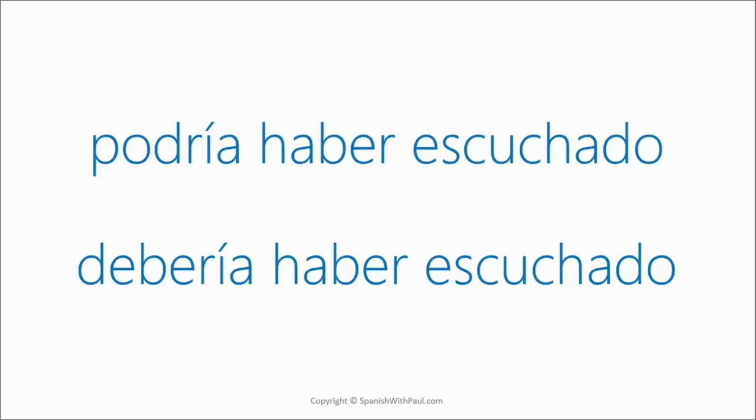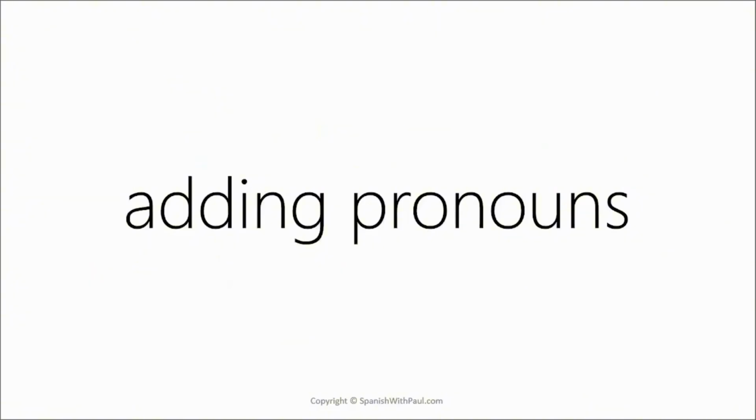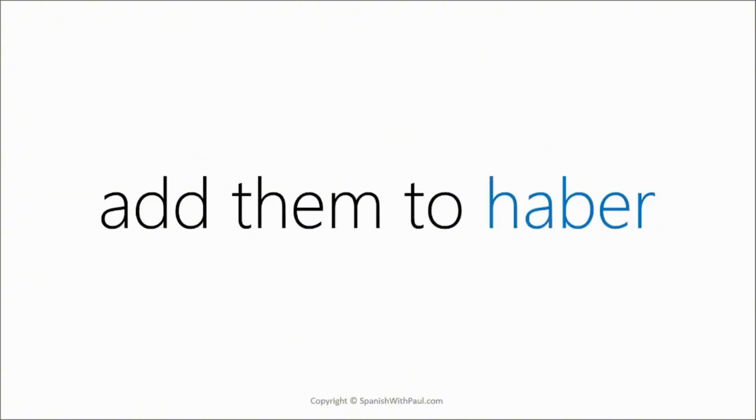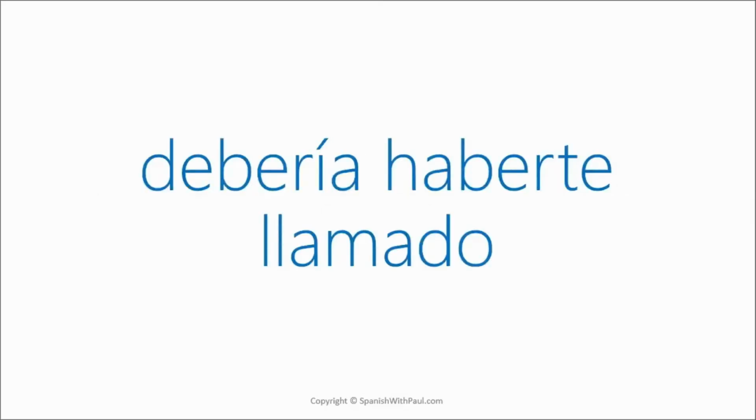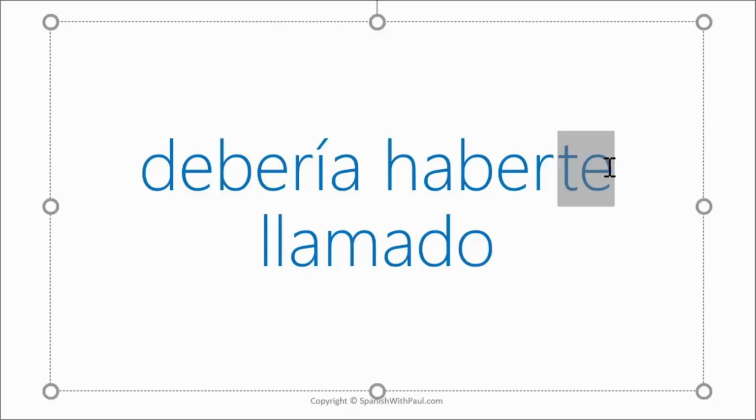What I'd like to do next is talk about adding pronouns into this formula. And we add them onto haber. So for example, to express I should have called you. Now here is the pronoun you. And this is what gets hooked on to the verb haber. So it would become debería haberte llamado. We're going to keep this as a solid fixed rule throughout all of this module. Whenever you have a pronoun, either a single pronoun or a double pronoun, they will always be added onto haber.